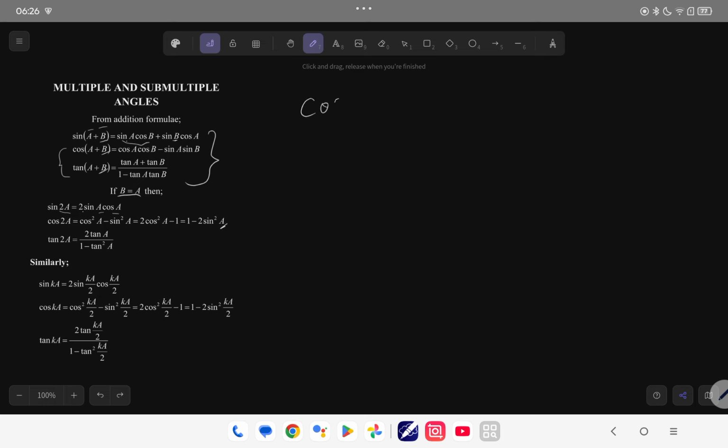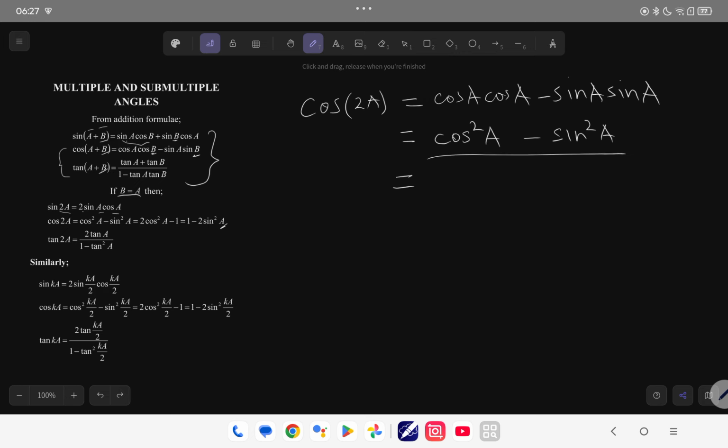Now, if you have the cos of 2A, we are replacing the B with an A, so that we have cos A cos A minus sin A sin A. This will become cos squared A minus sin squared A. Now, this one becomes our first identity to use for the double angle 2A, that gives us cos squared A minus sin squared A.